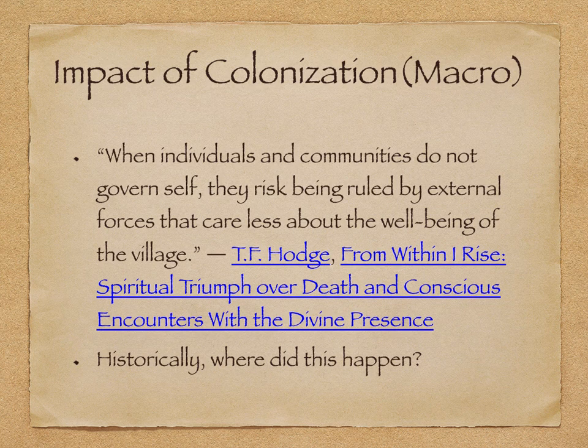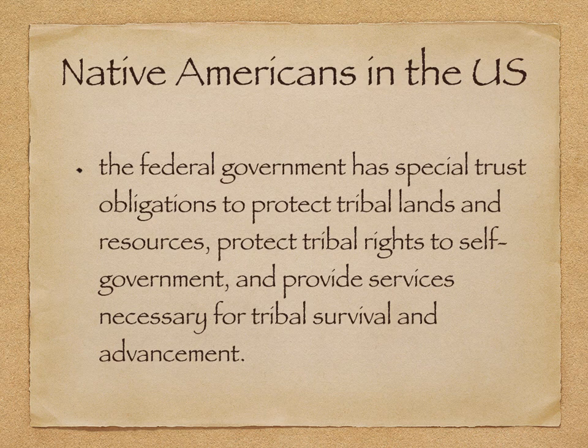Now, I want to spend the next few slides just focusing very specifically on Native Americans in the U.S. because their particular relationship with the United States differs from other racial and ethnic groups. In the United States, the federal government has special trust obligations to protect tribal lands and resources, protect tribal rights to self-government, and provide services necessary for tribal survival and advancement. All of this is guaranteed in law and has been upheld by different forms of the Supreme Court. So I want to go through some of the steps so that we begin to understand how this differs from other racial and ethnic groups.